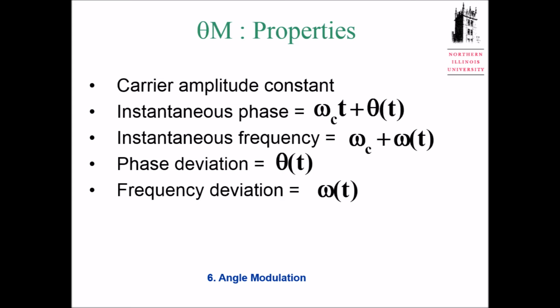Okay, so for angular modulation, carrier amplitude will be constant, and my instantaneous phase is omega_c t plus theta(t). This is the entire thing in your bracket. And instantaneous frequency is the derivative. Let me write it down.